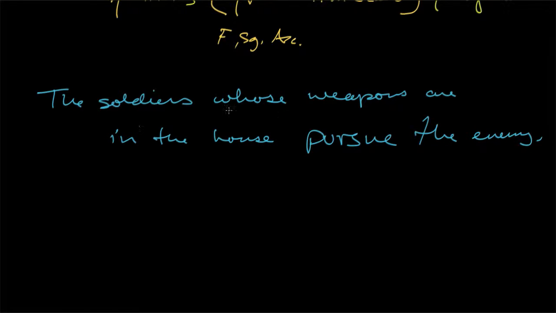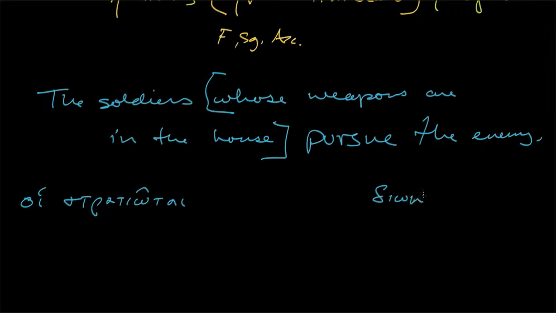So let's forget about whose weapons are in the house. That's a relative clause. Let's do the rest of the sentence because we can. So the soldiers will be hoi stratiotai in the plural, and then pursue the enemy. What's the verb for pursue? Well, that's dioko, and then we're going to need it to be plural to agree with hoi stratiotai. So diokousi, and then what was the word for the enemy? It was plural in Greek, tous polemious. So these soldiers are pursuing the enemy.